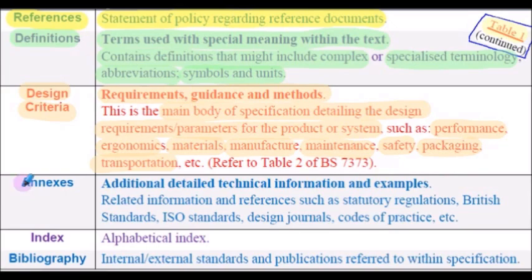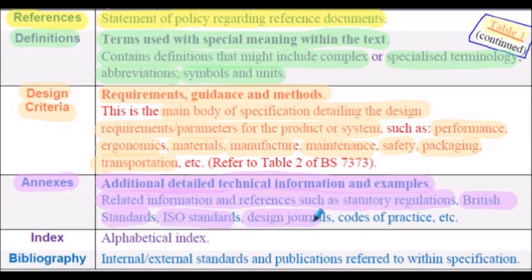Next we have annexes. These are optional to the PDS. You do not have to have an annex, but if you do include one, they usually relate to additional detailed technical information and possibly examples for ease of illustration, related information and references such as statutory requirements, British standards, ISO standards, design journals, codes of practice, etc.